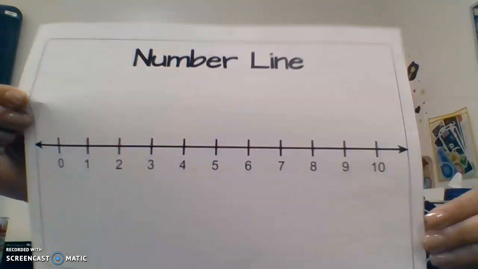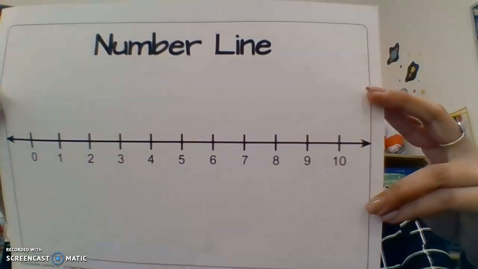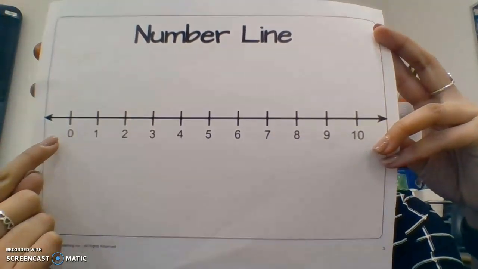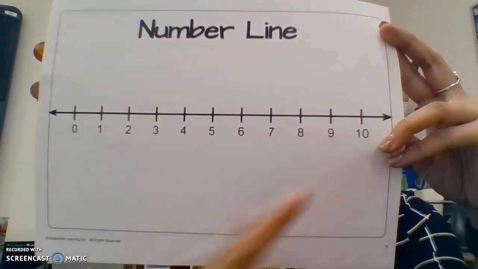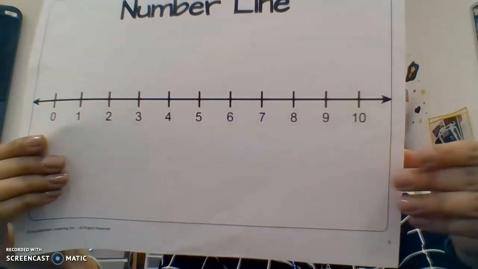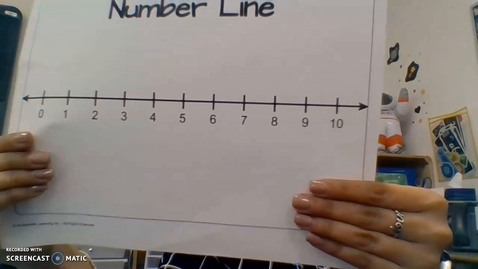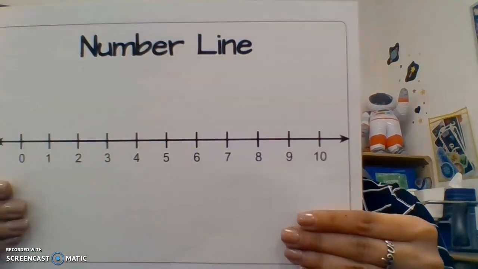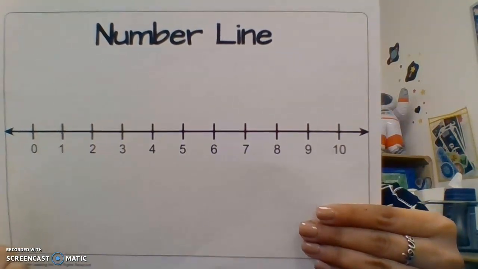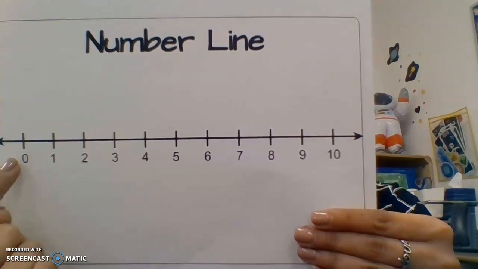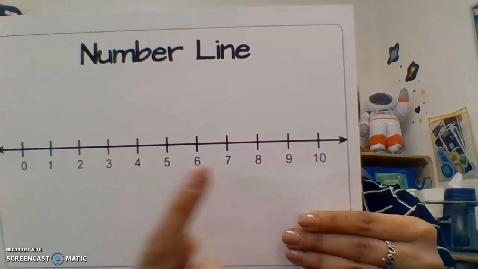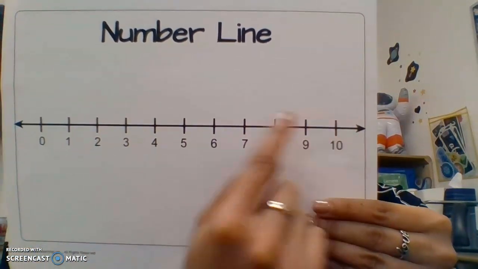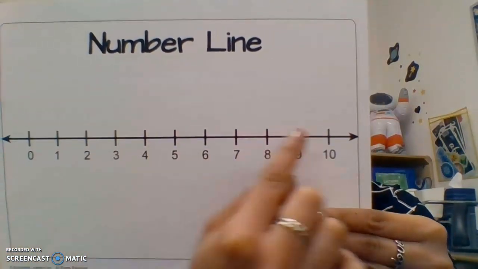Next, we have our number line. So our number line, we can see that it has numbers. It goes from 0 all the way to 10. With a number line, there are some important things to remember. With a number line, you always start from left to right. That's how you read it, left to right.